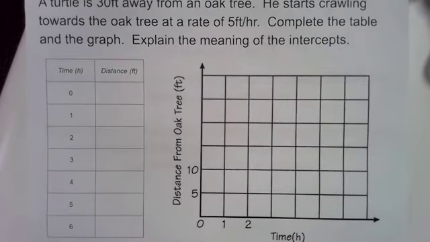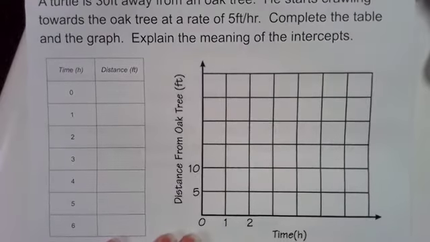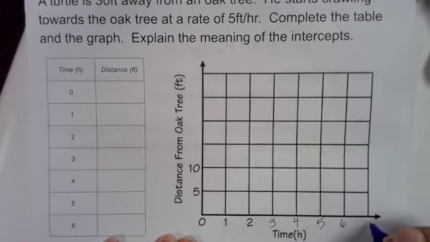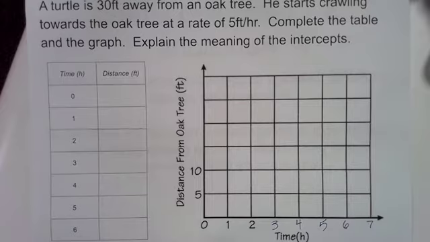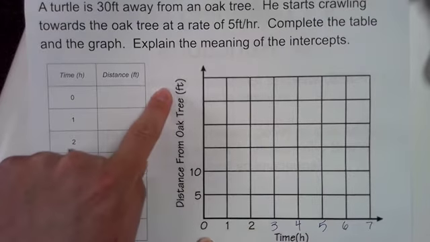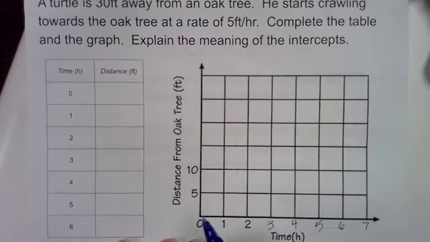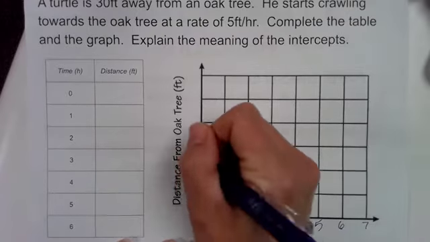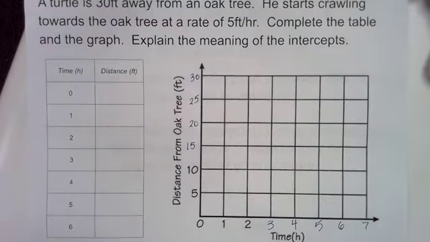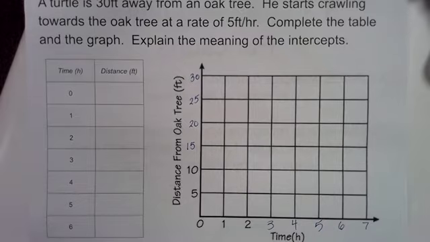And it doesn't have to be a beautiful graph. It just has to be a little graph. But on our horizontal axis here, we are talking about time in hours. And we have 0, 1, 2, and that would continue 3, 4, 5, and 6, 7 if we wanted to. And on our vertical axis, we have the distance from the oak tree in feet. Starting at 0, the origin, and then 5, 10, I guess we're counting by 5s, 15, 20, 25, and 30. So go ahead and make yourself a little graph. Again, it doesn't have to be perfect, just has to be there.